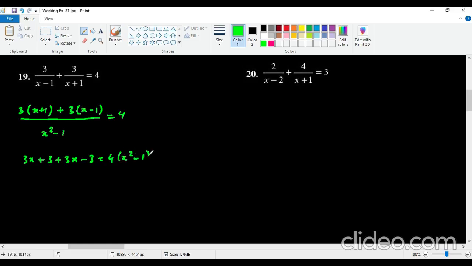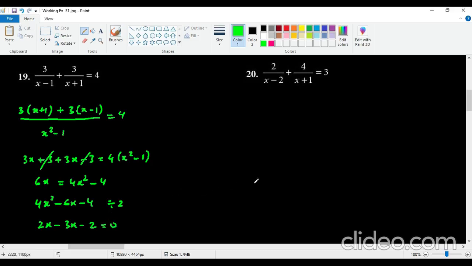So this is going to give us 3x, and 3x gives us 6x, and 6x plus 3 and minus 3 is going to be cancelled, equals 4x squared minus 4. So I will take 6x on the other side, 4x squared minus 6x minus 4. Now we can see we can divide these by 2, to get 2x squared minus 3x minus 2 equals 0.